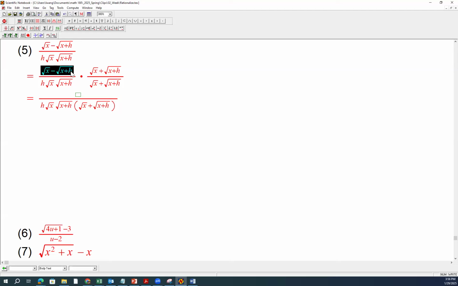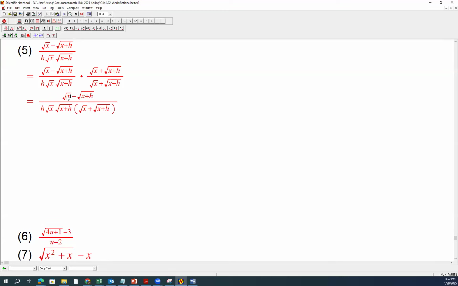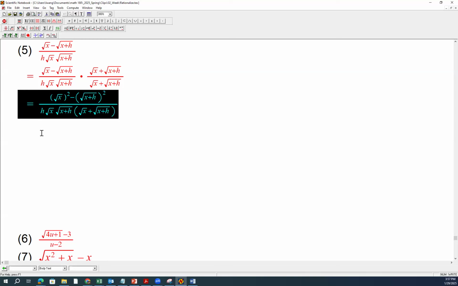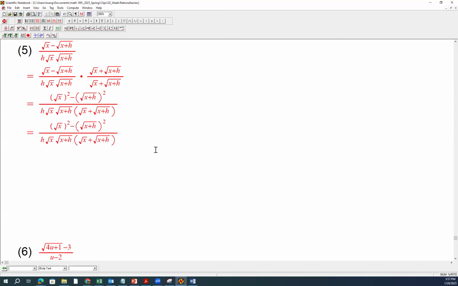All right, so a minus b times a plus b, we're getting a squared minus b squared. Okay, so when we have factored form, if not necessary, we keep it in factored form. That's the general rule of thumb. That's the general rule of thumb.